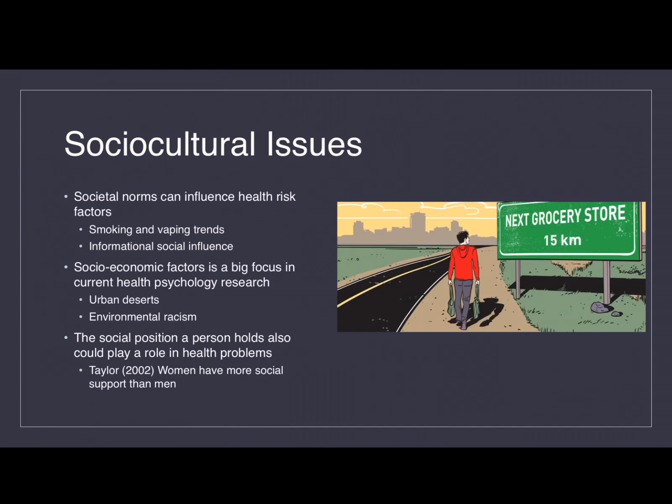All right, when we look at sociocultural, we know that there's a lot of environmental forces that could play a role in our physical health. There's certain social norms that we have. Our smoking and vaping trends. Smoking is not as prevalent amongst adolescents now compared to 20 years ago, but vaping is something that's very popular within adolescents compared to other age groups.